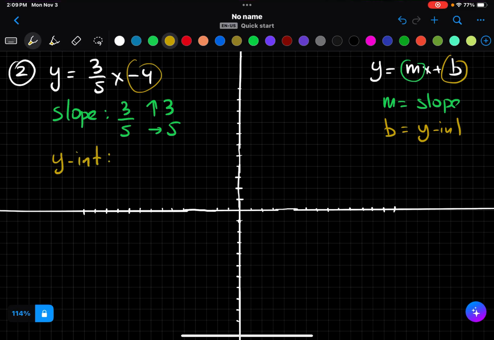So you're going to start this time at negative 4, which is here, and then you're going to go up 3 to the right 5. On your paper, that's probably as far as you can take it. I'm going to do 2 points because I can. And then I'm going to go ahead and graph it. That's what it should look like if you're doing it correctly. That is number 2. Let me know if you have any questions. Pause this if you need to, and let's set up for number 3.